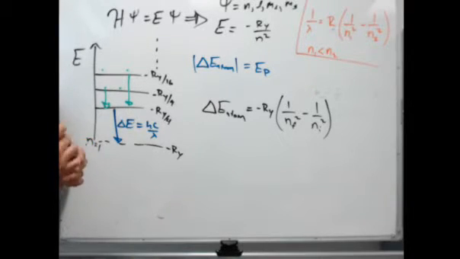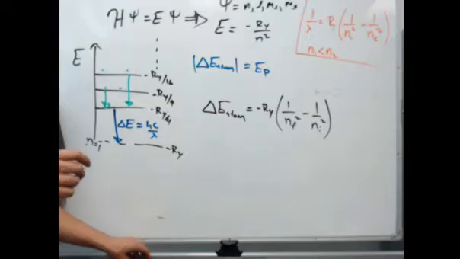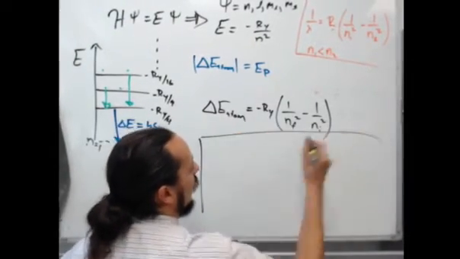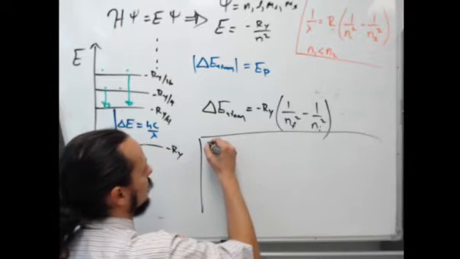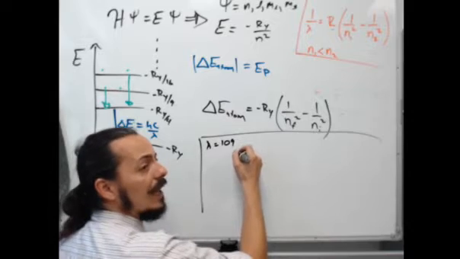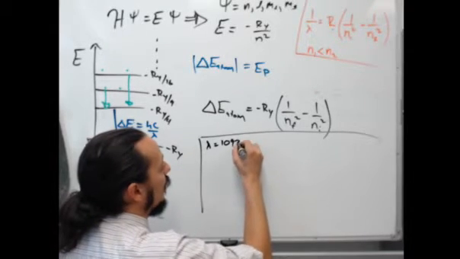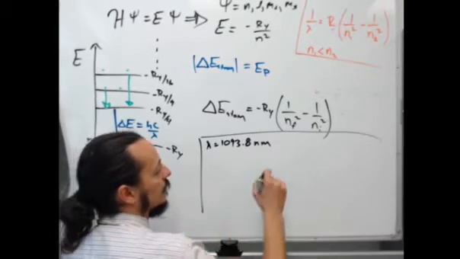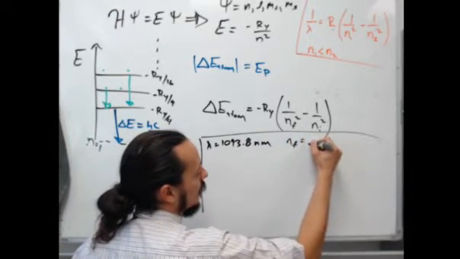Yeah. So, did you find the problem? I don't have a quiz with me. Let's do it. It says that the wavelength is 1093.8 nanometers, and then it says that you should be able to figure out n final equals 3.